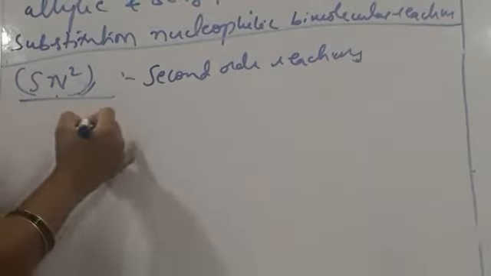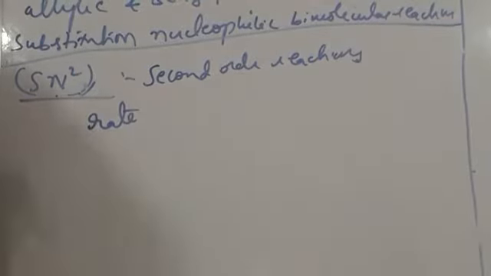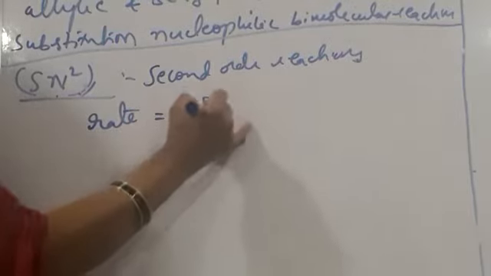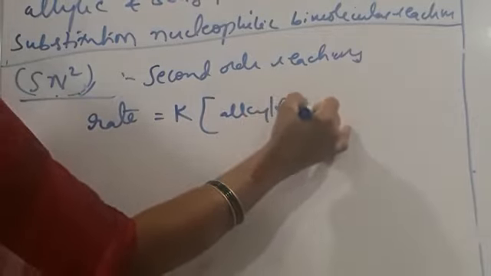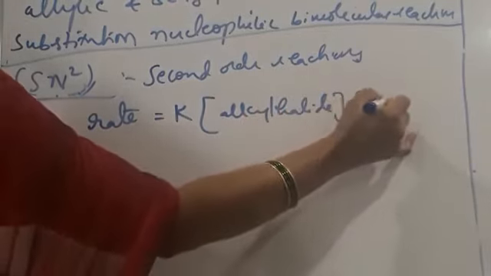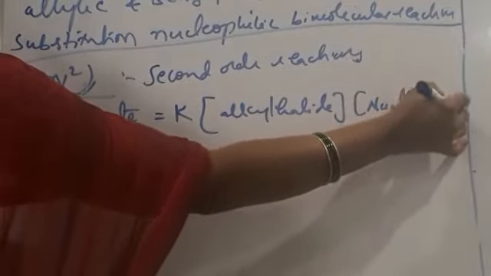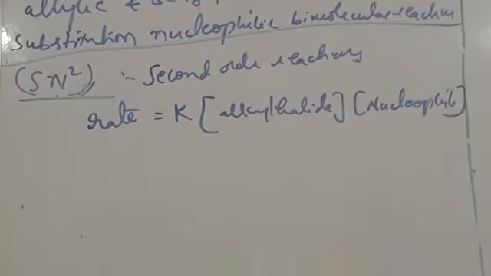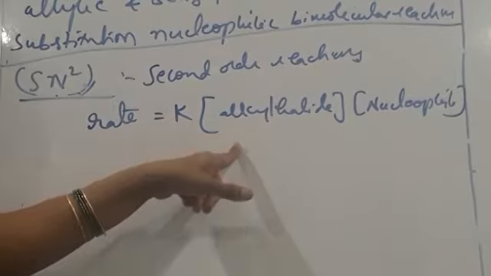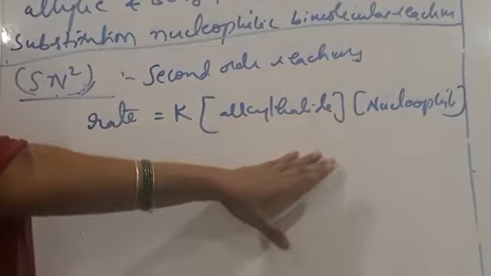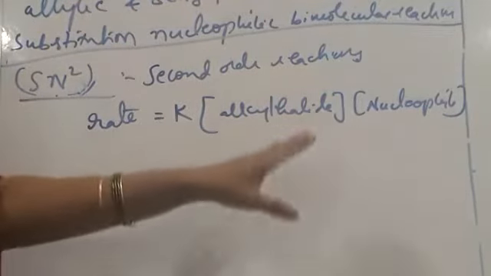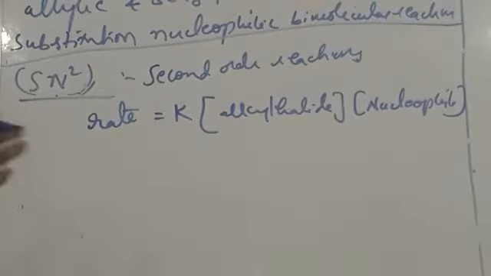Why? Because rate of the reaction is equal to concentration of alkyl halide and concentration of nucleophile. So in SN2 reactions, rate of the reaction depends upon concentration of alkyl halide and also concentration of nucleophile. Okay, so that's why its order is 2 and molecularity is also 2. So that's why this type of reactions are called SN2 reactions.